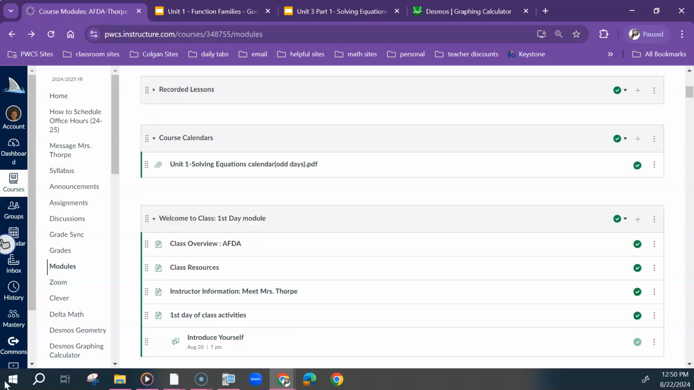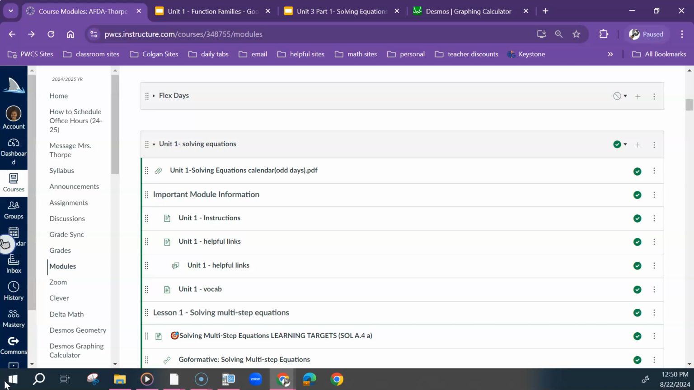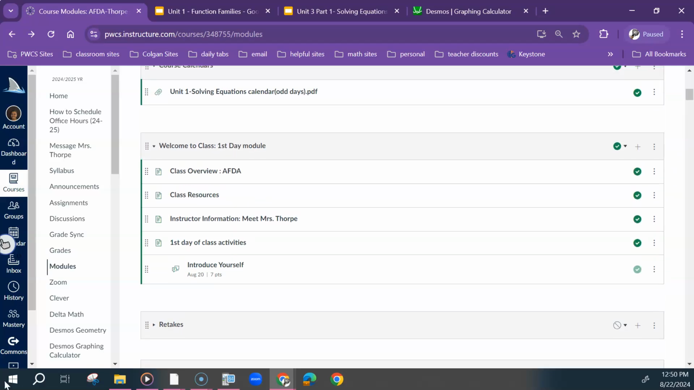And then there are 2 places to find this if you lose it. One is the course calendar module, which you could access from the homepage. Or in the actual module itself, it should be at the top. So it'll just be a PDF of that same version, but another place to find it. Retakes we'll talk about later once we get into testing.